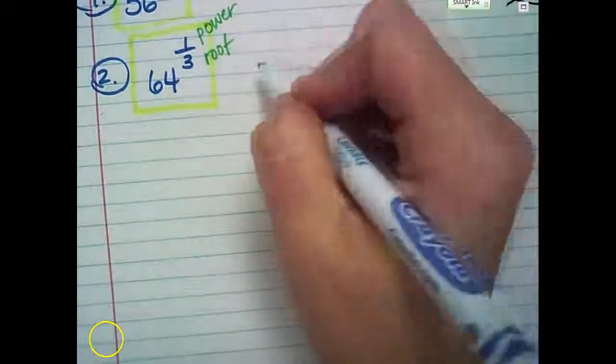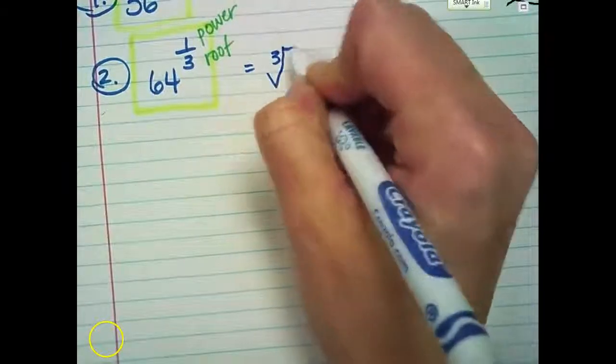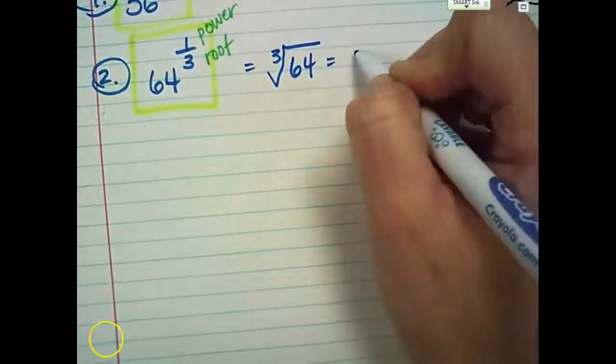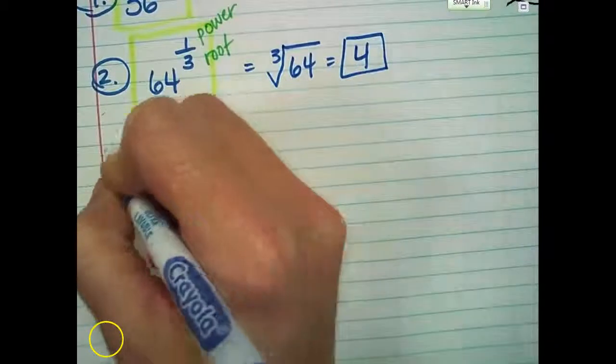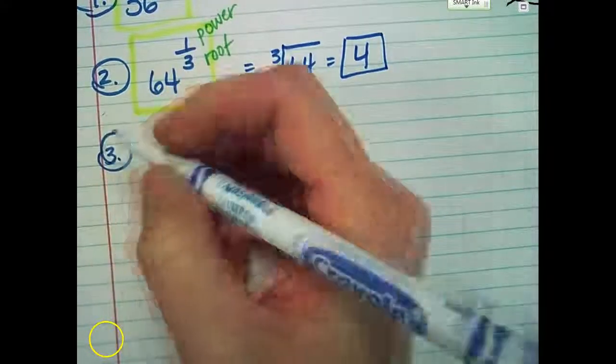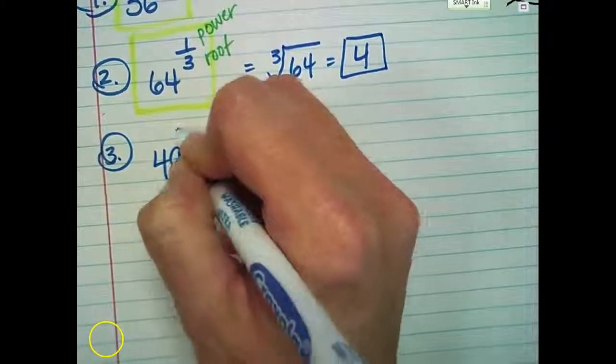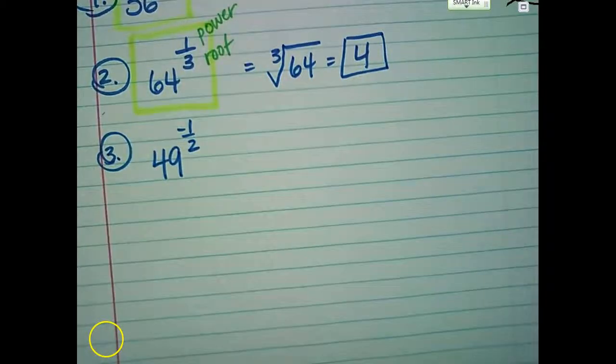So this is actually asking for the cube root of 64, which is what? Number 3. 49 to the negative 1/2 power.